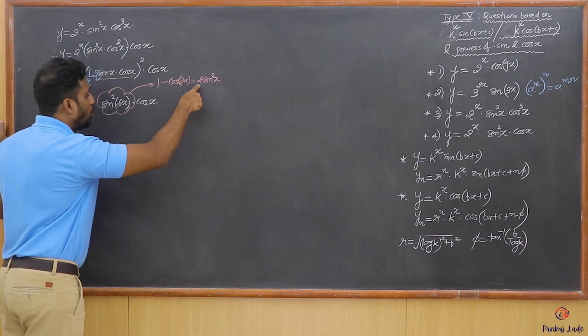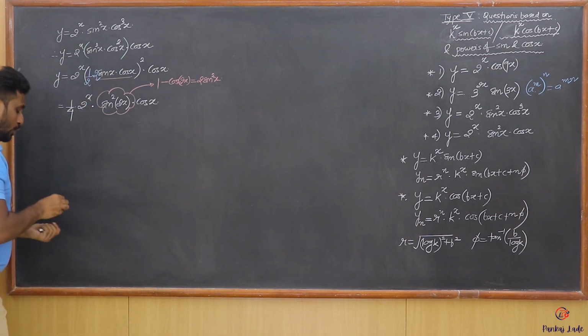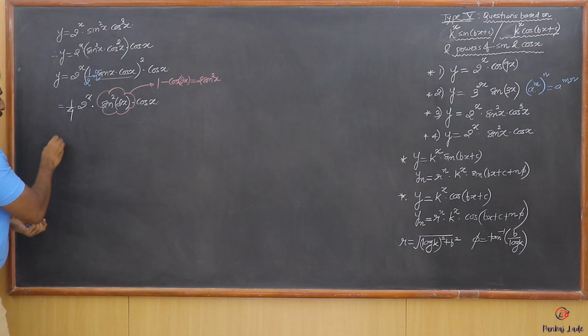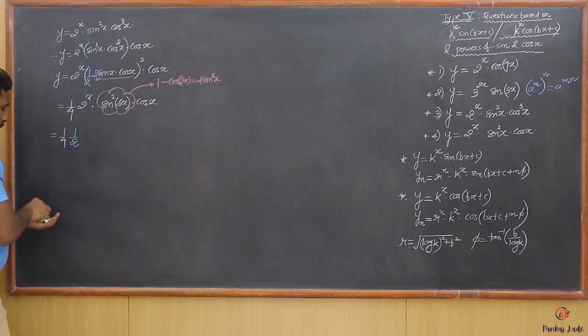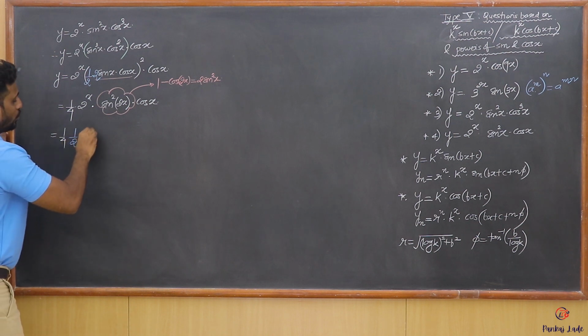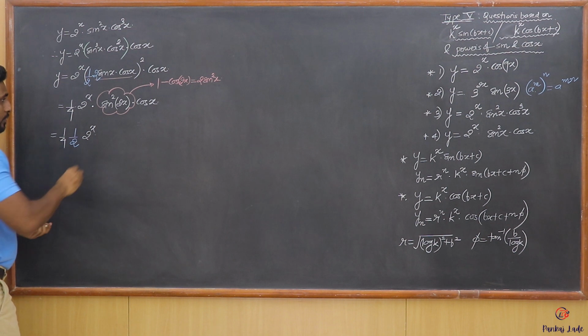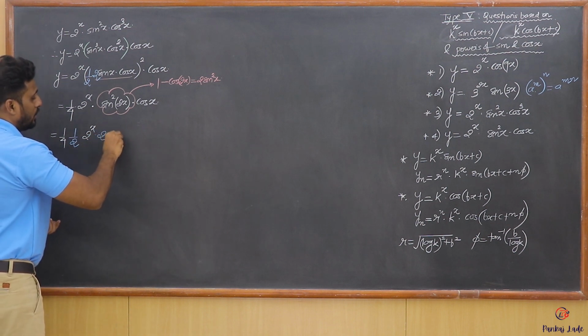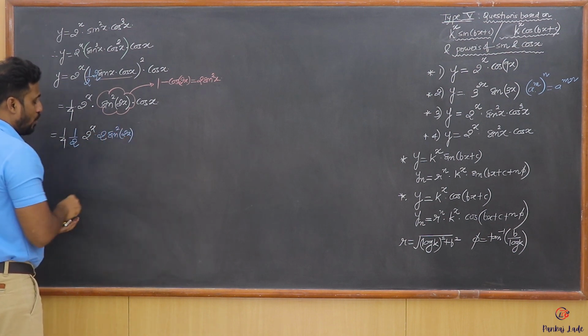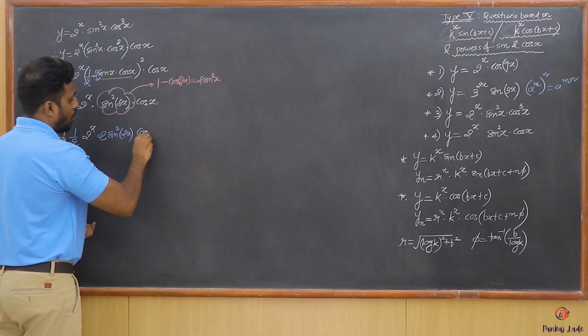And what is missing? The 2 is also missing. So I'm going to get that 2. So let's multiply and divide by 2. So I get, there is already a 1 by 4. I am multiplying and dividing by 2. So there is 1 by 2 here. Then you have this 2 raised to x. Then you have 2 sin square 2x, and finally there is a term of cos x.